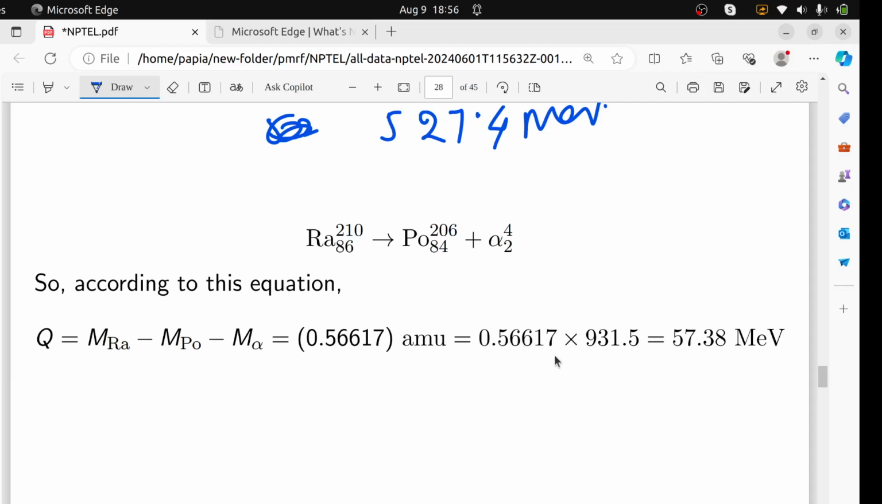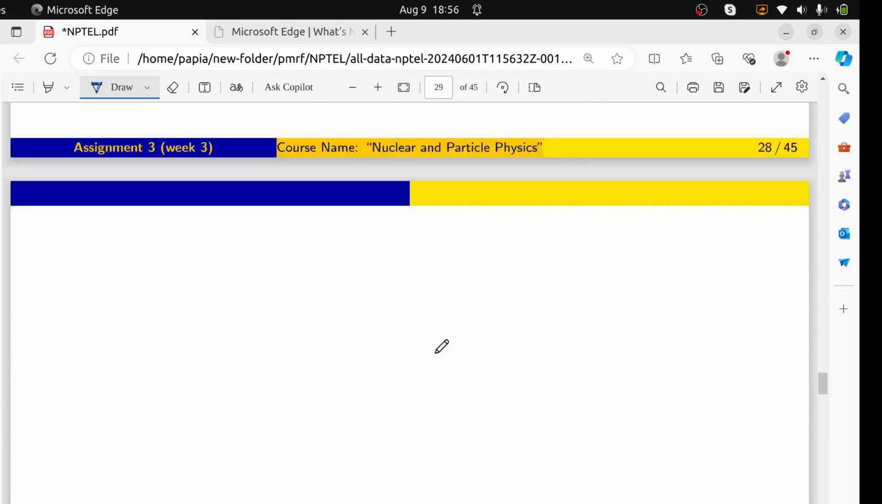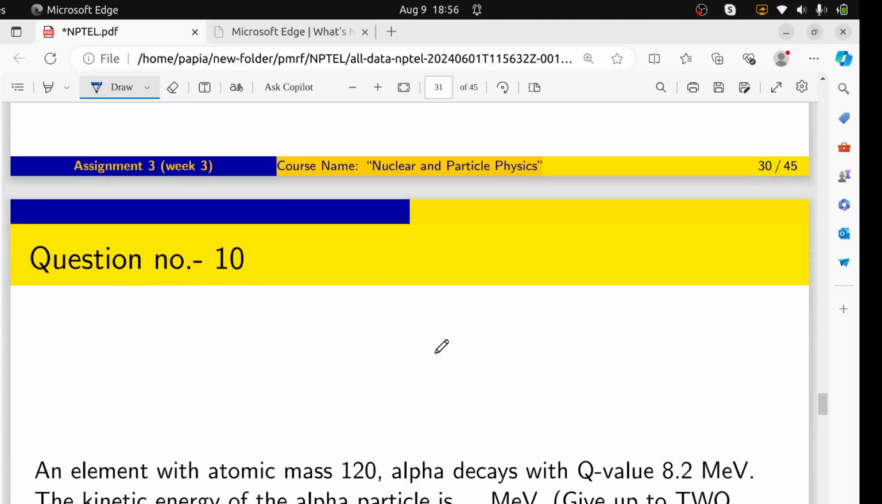So maybe I have written here 931.5. Did I do any mistake? Okay, 527 will be there. Okay, fine. And 931.5 into 0.56617. Okay. So that will be 527.38. So 527.4.